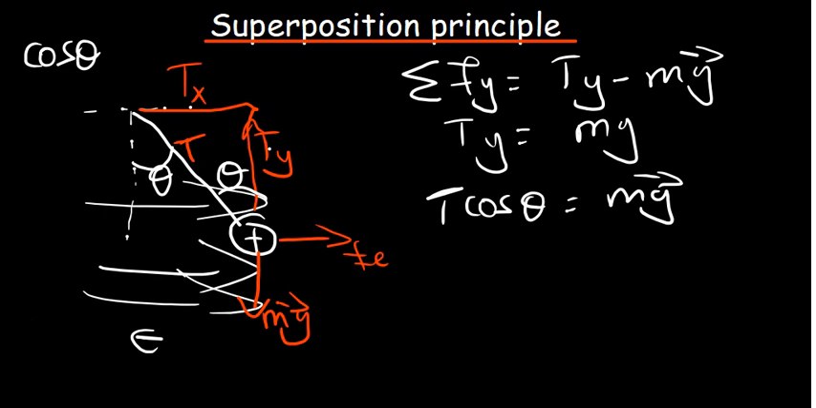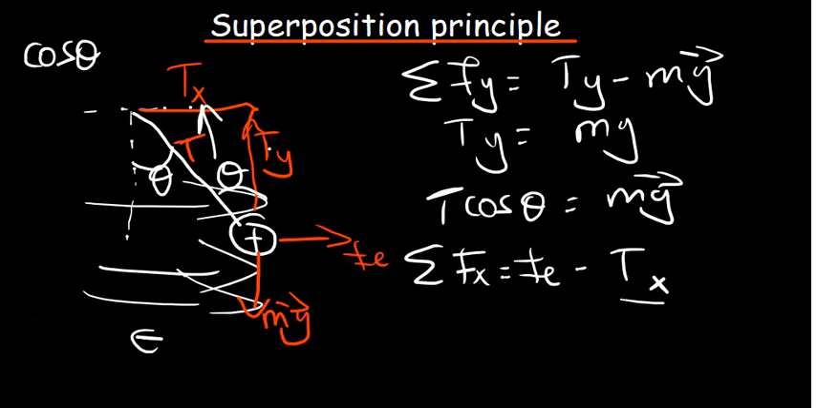Now what if I want to resolve the forces in the x direction? In the x direction, I have Tx. So Tx is supposed to be negative because it's going in the negative direction. So I'm supposed to say Fe minus Tx. Same applies here: sine is opposite over hypotenuse. So we can replace this guy with T sin theta. Then I can say T sin theta is equal to my Fe.